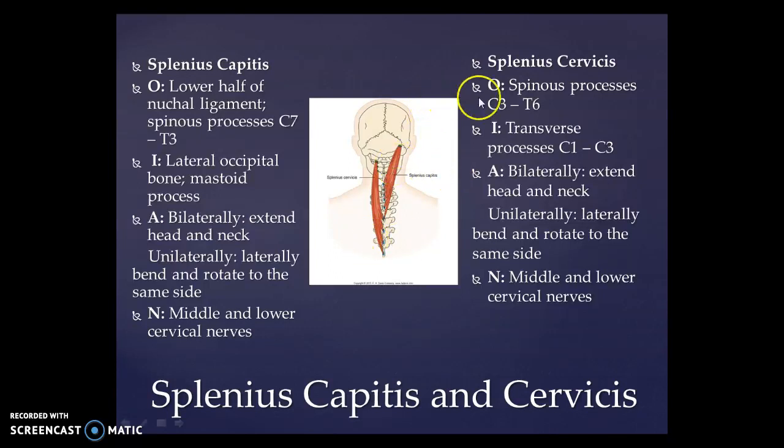The splenius cervicis is spinous processes from C3 through T6. Inserts on the transverse processes of C1 through 3. Bilaterally it'll extend, and also unilaterally it'll laterally bend and rotate to the same side.